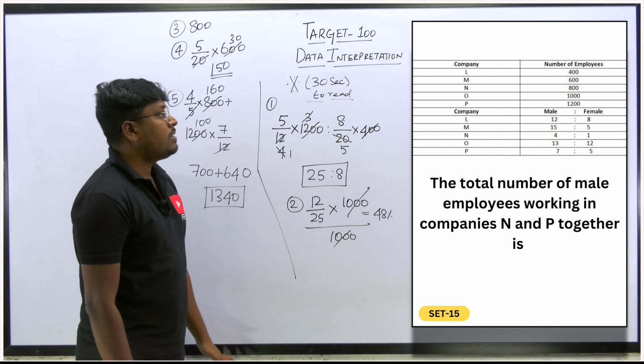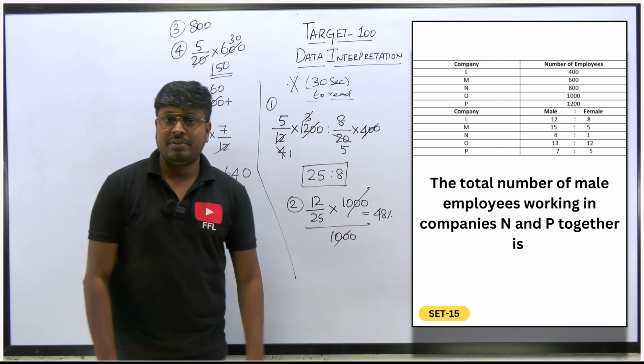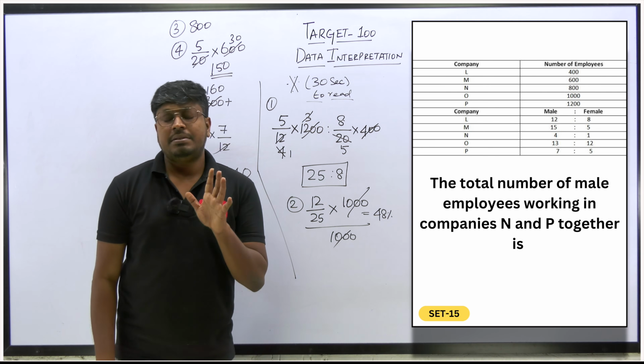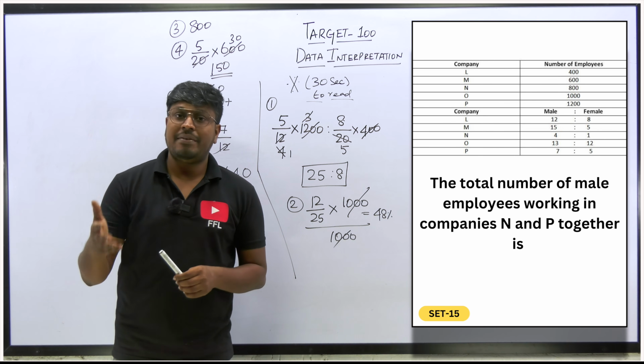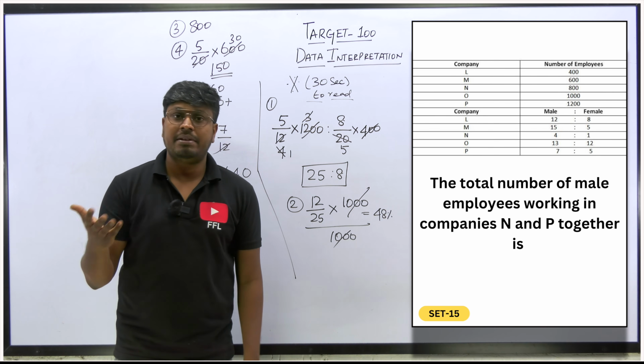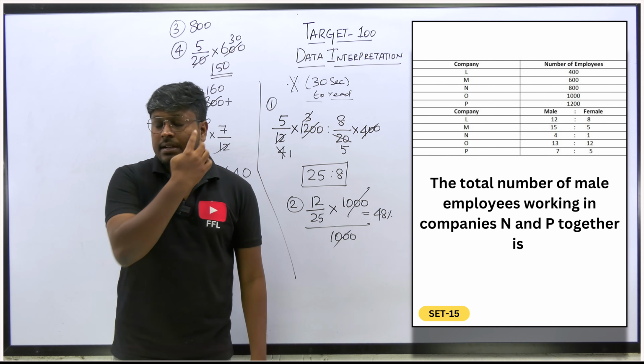So here is the part 3. So finally part 3 DA we have completed. So still last 5 sets to go in the Target-100 series DA. So after that, I am planning to post time and work, time and distance 100 questions.